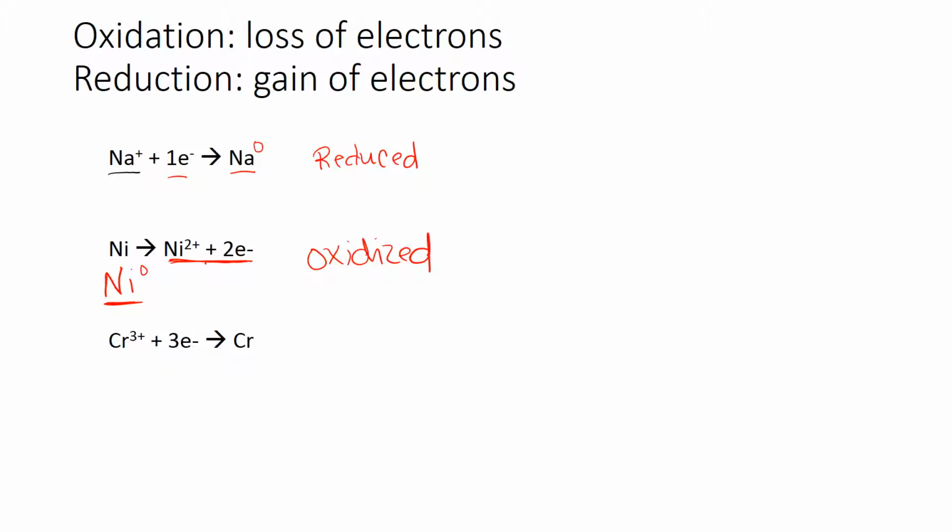All right, in our last example for this page, we have chromium with a 3+ charge. Chromium has already given up 3 electrons. We notice that here we're adding 3 electrons to it. So we have a -3 charge and a +3 charge, and therefore we're going to wind up with chromium, which has no charge. So here we can actually see in the beginning of the equation that we are adding electrons. We're gaining electrons, so therefore chromium is reduced.